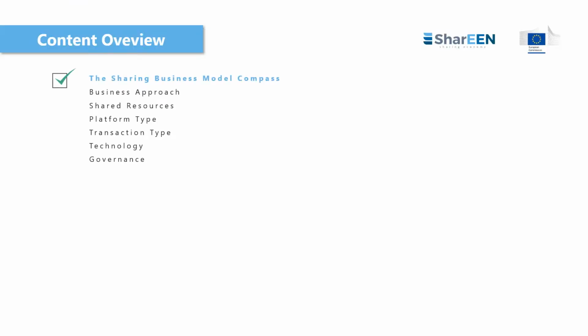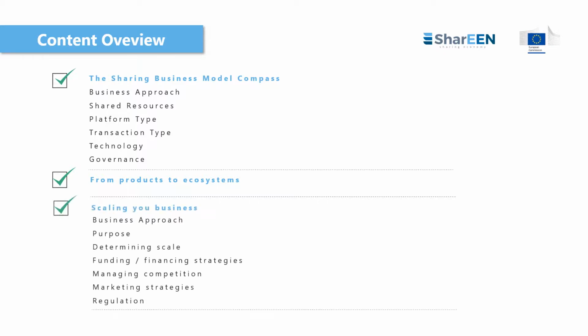In this module, we will look at the sharing business model compass, which consists of the business approach, the shared resources, platform type, transaction type, technology, and governance. We will then look at how you can go from products to ecosystems. Then we will look at scaling your business. And finally, we will look at the case study of Parkfly Rent.